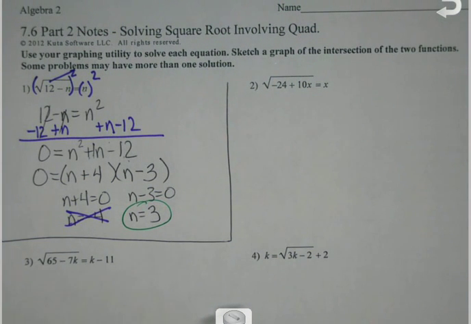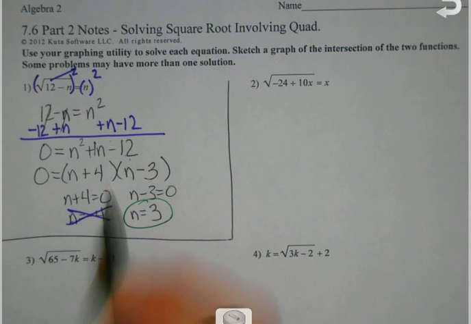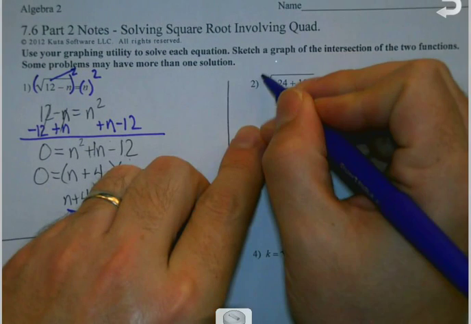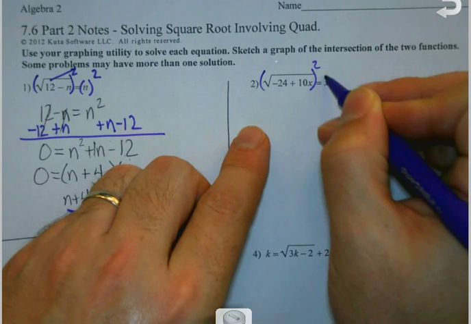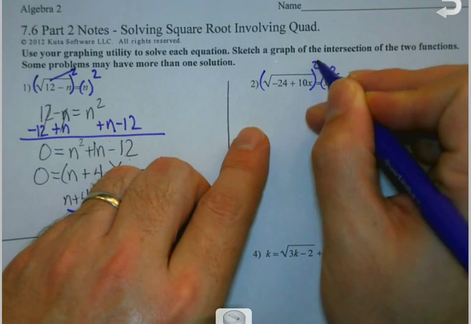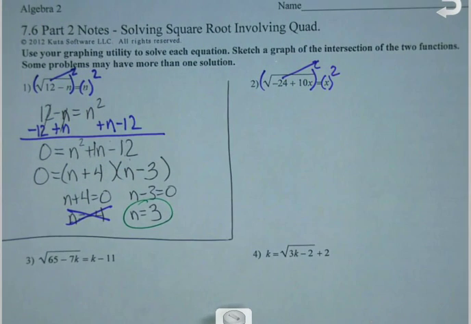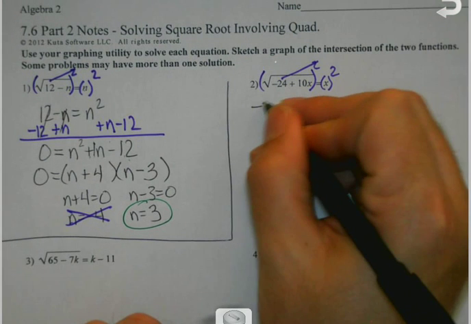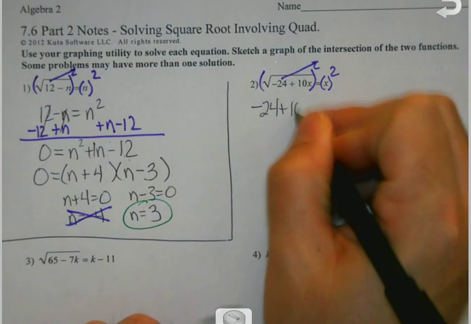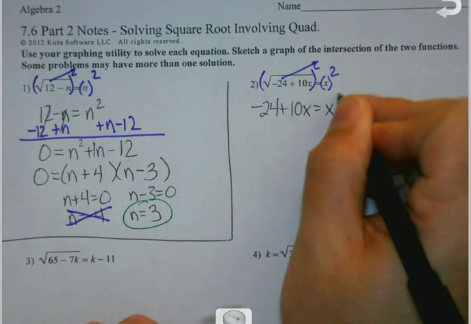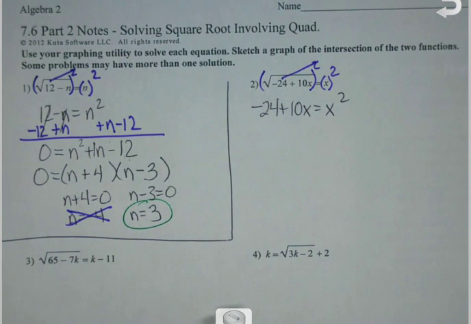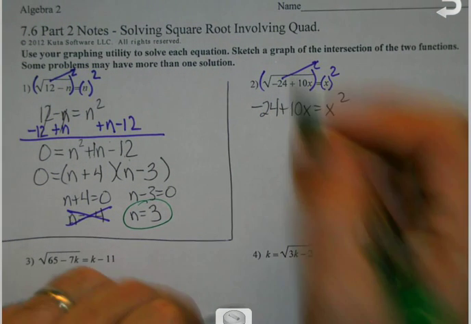Now, is factoring going to be the only algebraic way? No. We're going to talk about the other way right now. Again, once my radical's alone, we can square both sides. The squared and the square root are opposites, or inverses. And just like we did on number 1, I want all the terms on the x squared side. So I'm going to do opposites to make that happen.